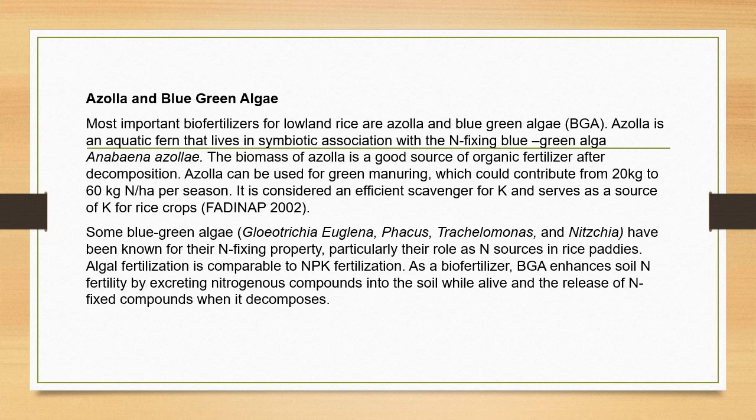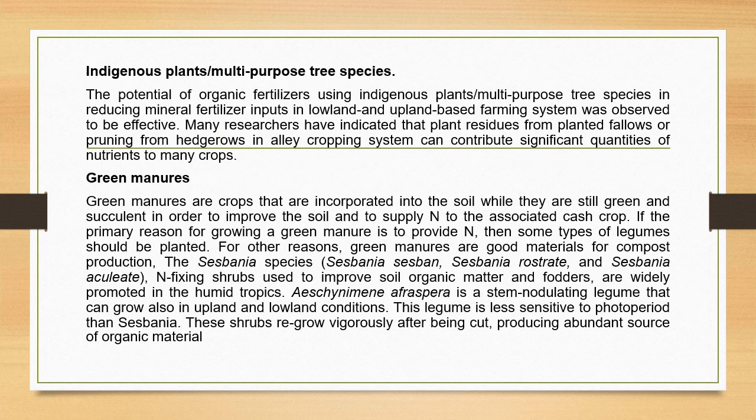Some blue-green algae, such as Geitleria, Euglena, and others, have been known for their nitrogen-fixing property, particularly their role as nitrogen sources in rice paddies. Algal fertilization is comparable to NPK fertilization. As a biofertilizer, blue-green algae enhance soil fertility by excreting nitrogenous compounds into the soil while alive and by releasing N-fixed compounds when they decompose.